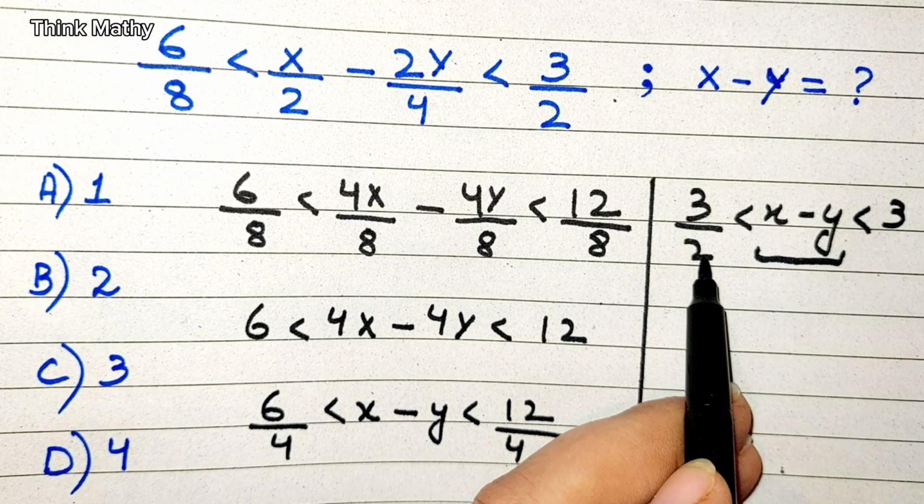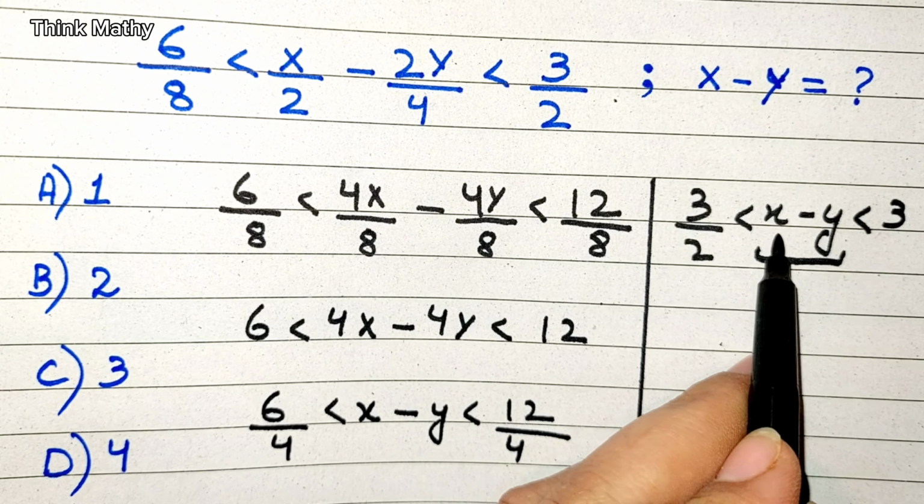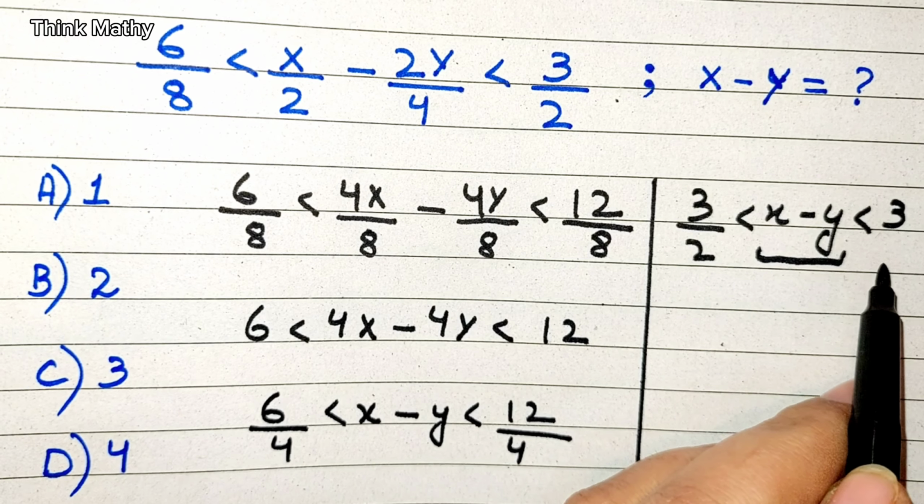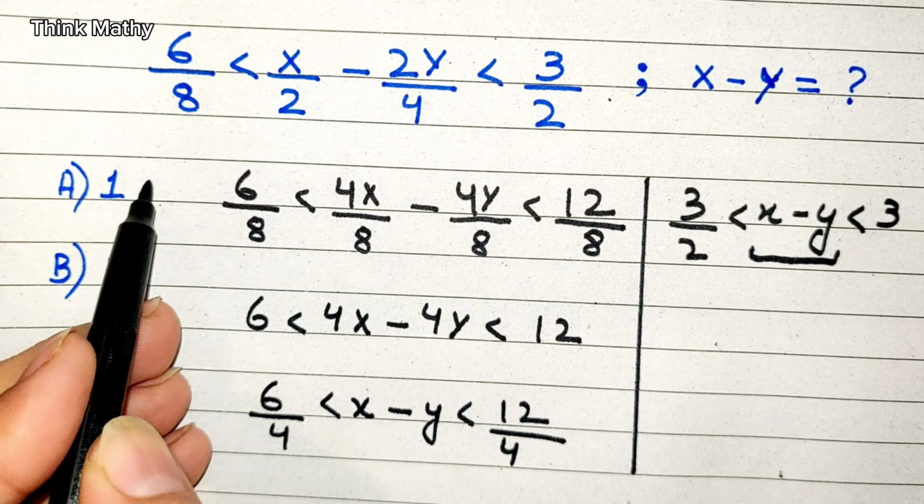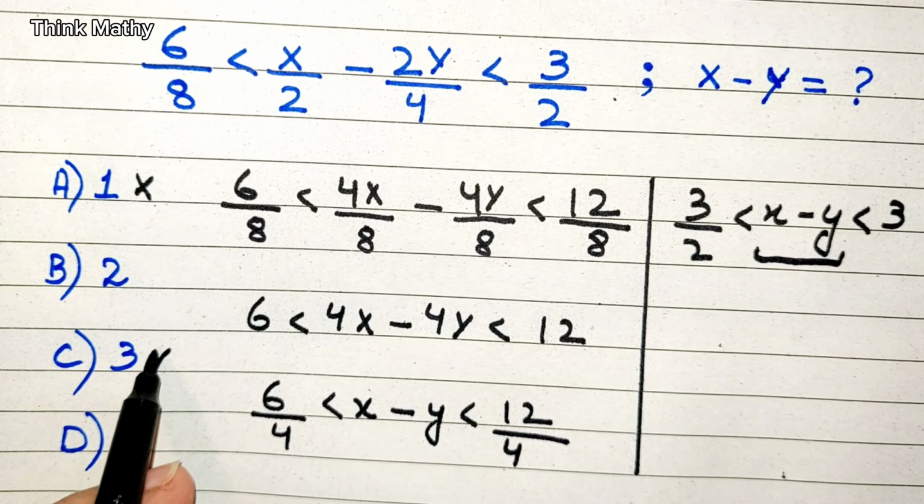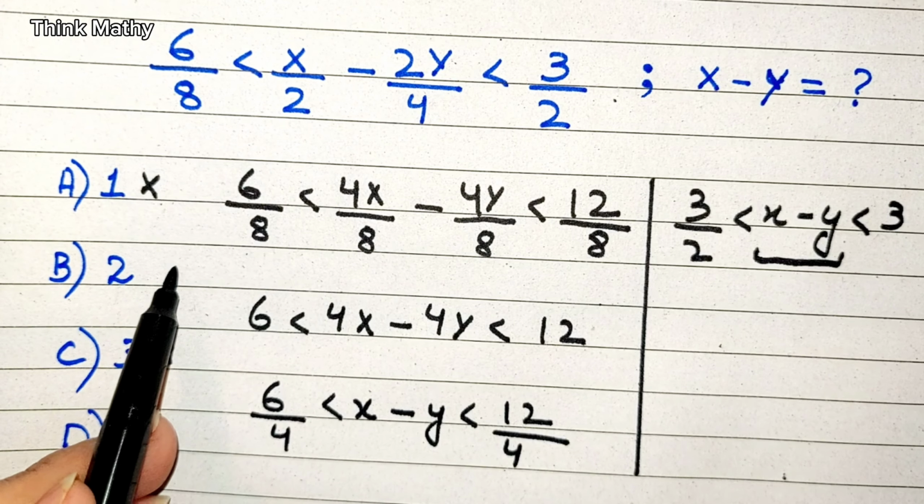Here 3 over 2 is 1.5, so that means the value of x minus y is in between 1.5 and 3. So this means that obviously this is not 1, this is not 3 as well, and this is not 4 as well, so that means option B is correct here.